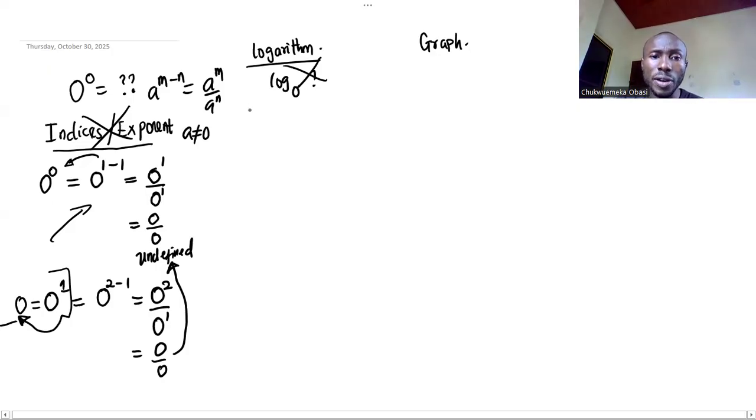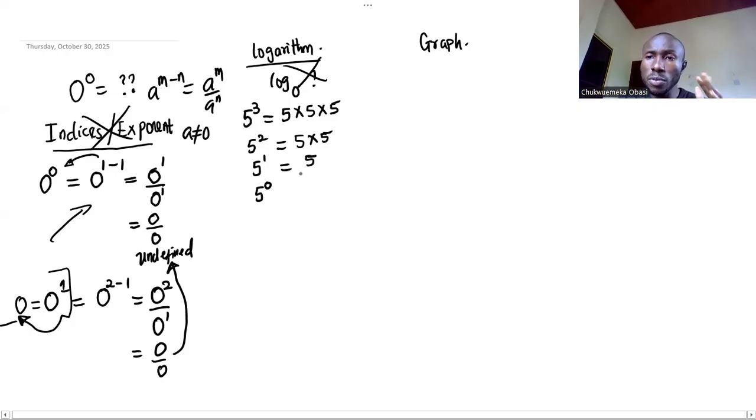We know that 5 to the power 3 in expansion is the same as 5 times 5 times 5. And 5 to the power 2, of course, is the same as 5 times 5. And we can go further and say 5 to the power 1 is 5. So what then is 5 to the power 0? But before we do that, let us observe the pattern of the expansion for a moment. From 5 cubed, which is 5 times 5 times 5, if I divide that by 5, that will give us 5 squared, which is 5 times 5. If I divide that again by 5, that will give us 5, which is 5 to the power 1.